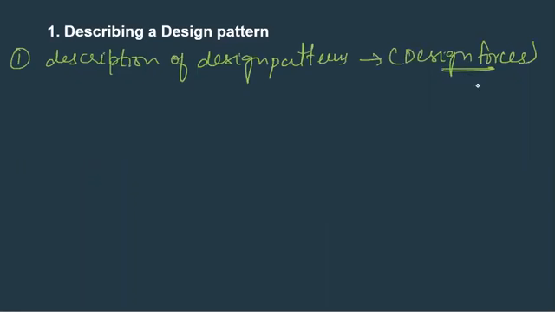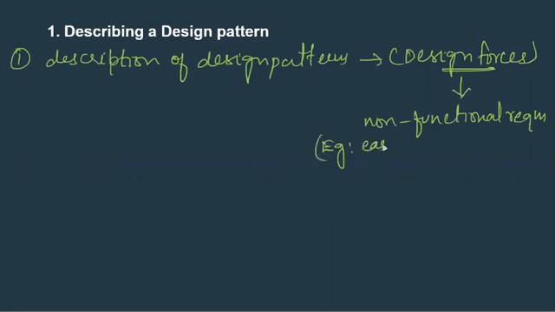These design forces are going to describe various non-functional requirements. Let me first give you a few examples of non-functional requirements. Examples include ease of maintainability. Ease of maintainability means how easy it is to maintain the software, that is giving different updates within the software.